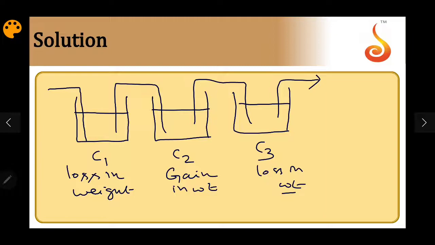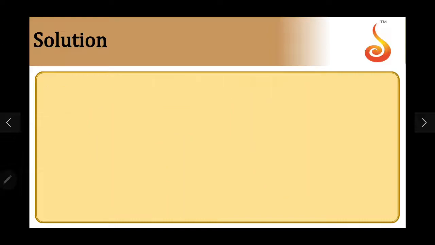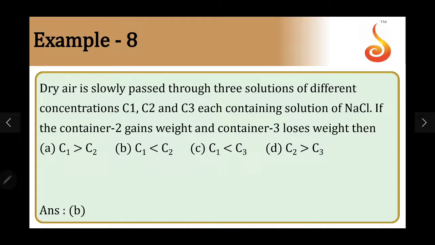So if the vapor pressure of C2 is less compared to the vapor pressure of C1, the concentration of C2 should be more than the concentration of C1. If you add more and more non-volatile solute, there will be a decrease in the vapor pressure. So C2 is greater than C1. That is the answer for this particular question. So you can see C2 greater than C1, option B is right. And C3 is less than C2, definitely, but I don't have that option. And for C1 and C3 I cannot comment because the relation is not clear. So the option is only C1 is less than C2.